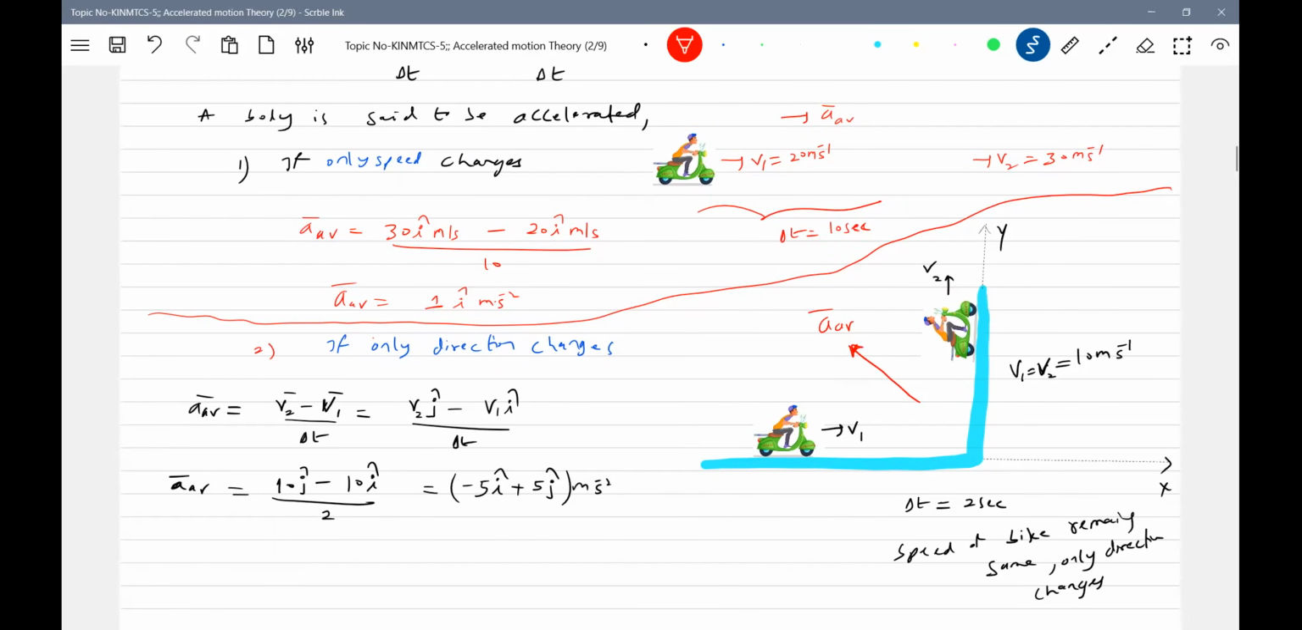What is the magnitude of acceleration? How to calculate? Minus 5 i square plus 5 j cap whole square. So this should be equal to 25 plus 25, which is 5 root 2. And what about the direction? The direction will be making an angle of 45 degrees.